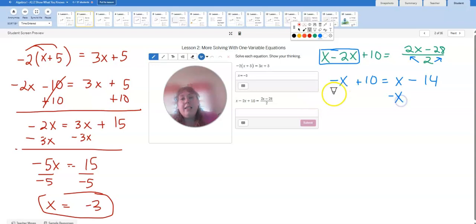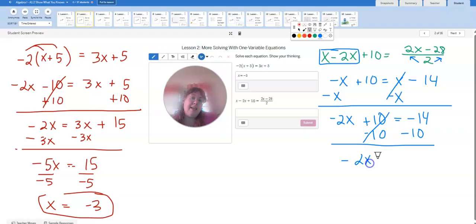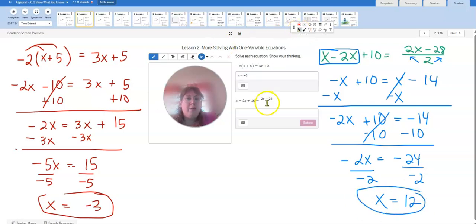Let's get our x's together. So I'll subtract x from both sides. Negative 1x minus another 1x is a negative 2x plus 10 equals a negative 14. Subtract 10 on both sides to get negative 2x equals negative 24. And then divide both by negative 2. And we get x equals 12. Beautiful. And hit submit.